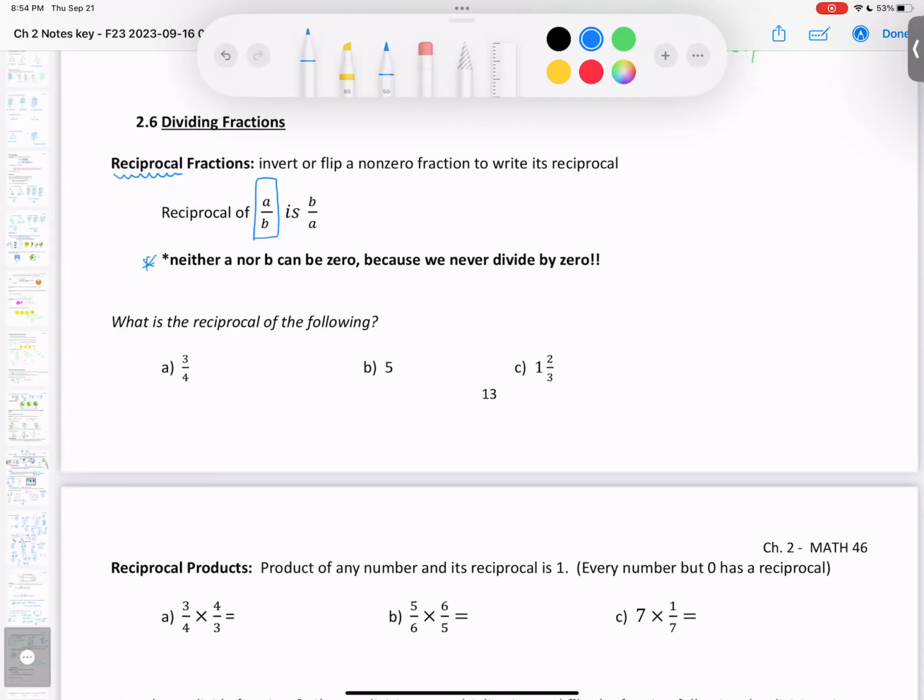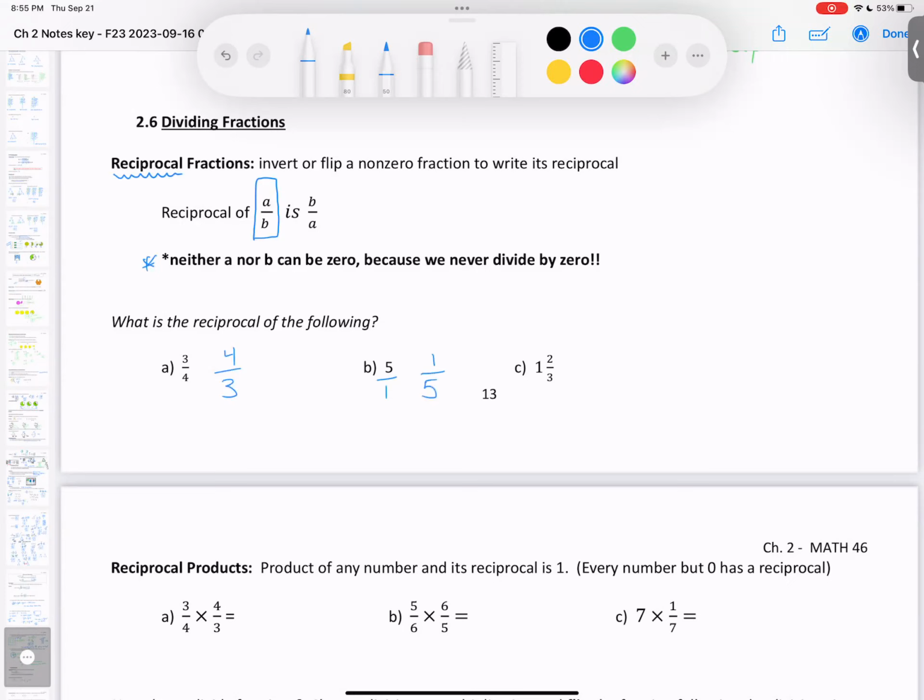So let's do the reciprocal of these ones. So 3 over 4 then, so that's going to become 4 over 3. 5, what would be the reciprocal of 5? Well, 5, remember, is a whole number, which means it's over 1. So the reciprocal is going to be 1 over 5.